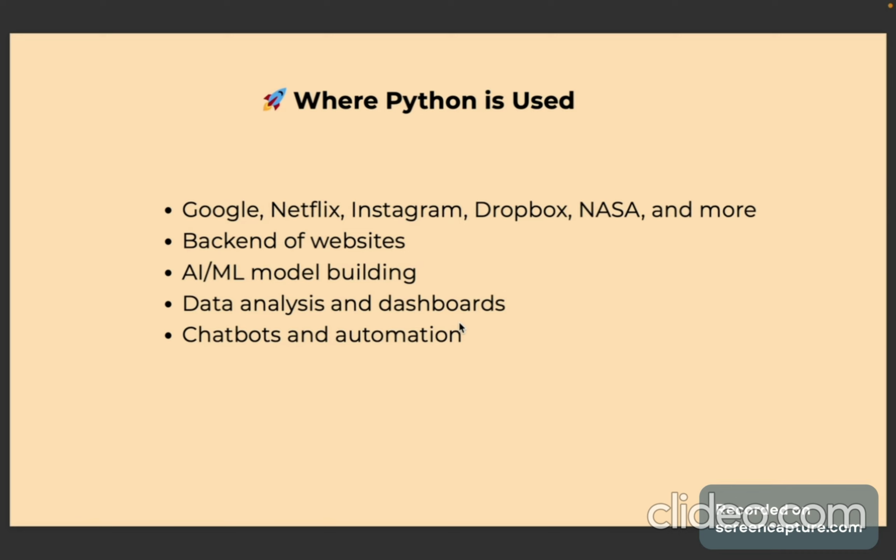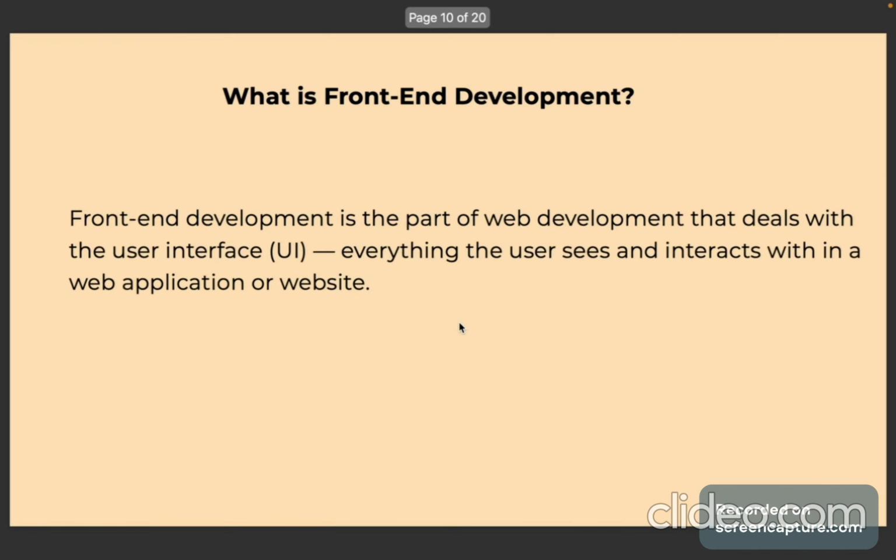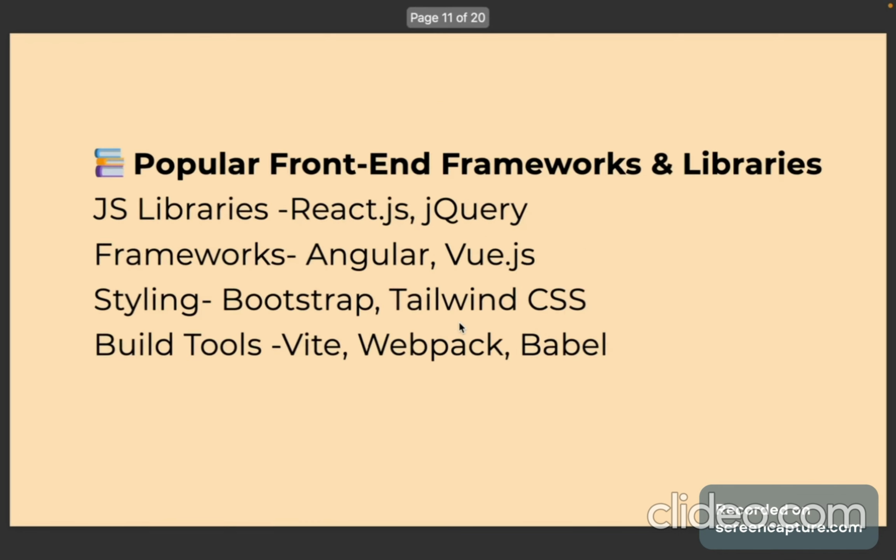It is used for the backend of websites. I already told you AI, ML modeling, building data analysis and dashboards, chatbots and automation. What is front end? I already told you. Popular front-end frameworks and libraries: JavaScript libraries like React.js, jQuery; frameworks like Angular, Vue.js; styling with Bootstrap, Tailwind CSS to style the website; build tools to build the app, Vite, Webpack, Babel, right?